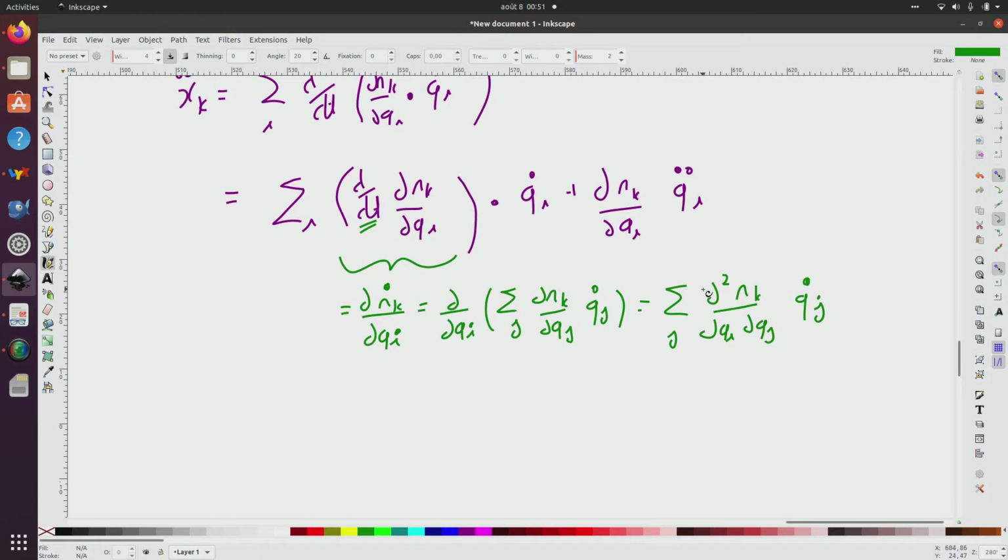Okay, so I come back to the whole formula. So I have several sums: the sum with respect to i, and the sum with respect to j. I take this element and I have this one.